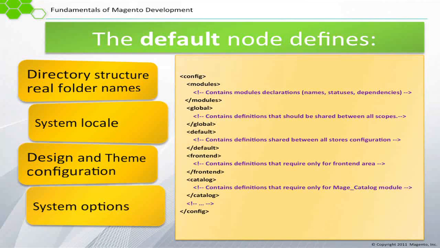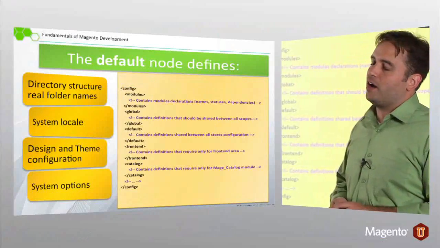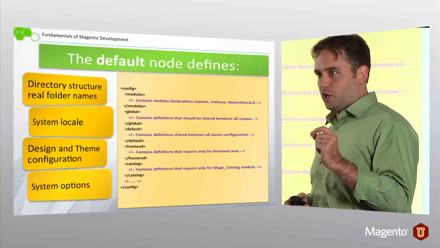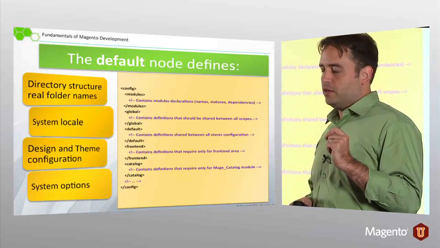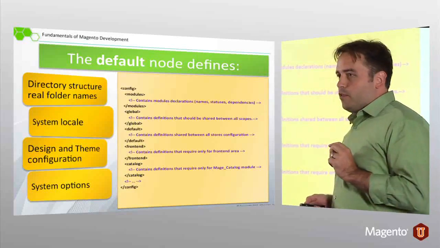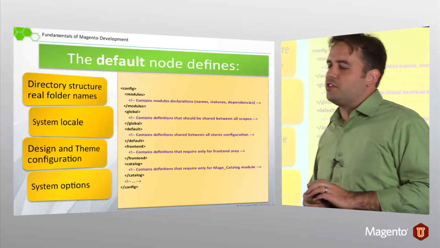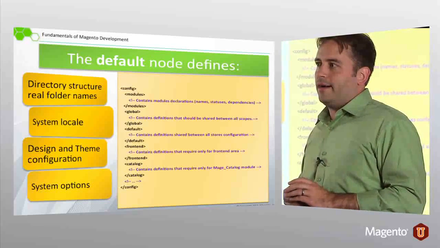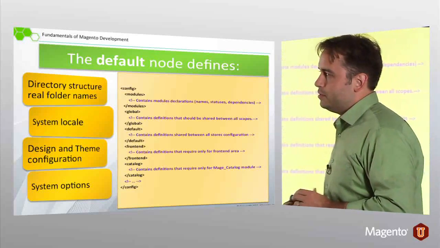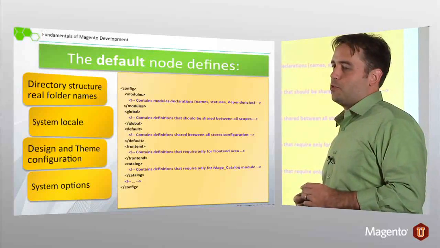All right, directory structure. So the default node is used for configuration in all store scopes. It's possible in a configuration file to specify information scoped to different stores. And whatever's in the default node will, when the configuration is generated, be considered and applied to each store node that's being created.